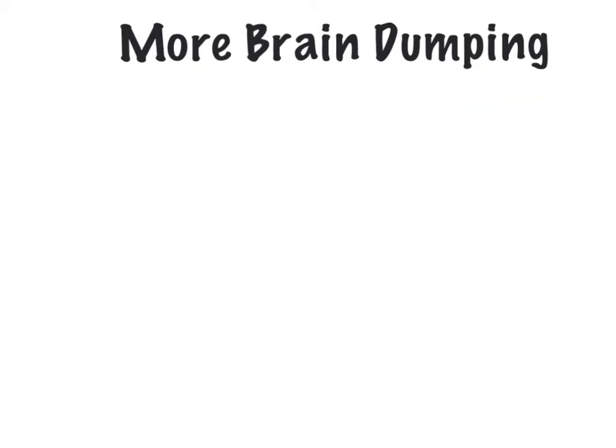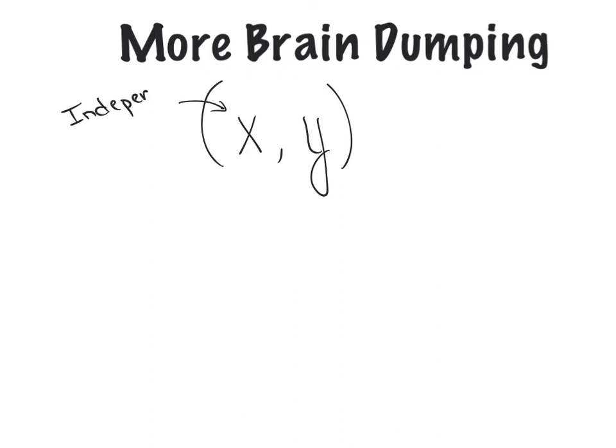Another thing that people were putting on their brain dump list was X and Y. Remember, X comes before Y because it's first in the alphabet. Our X is the independent variable, and our Y is our dependent variable. Remember, the dependent always likes to ask why. Why do I do this? Why am I doing this? That is the dependent asking what to do.